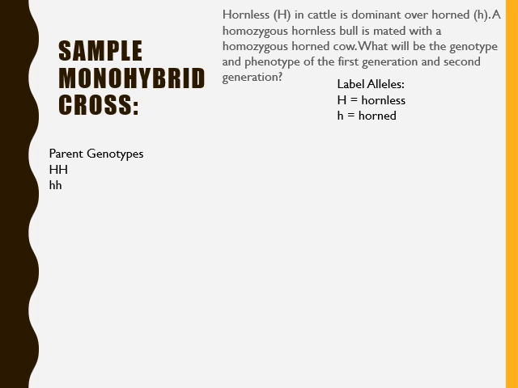Our next step is to list our parent gametes. So you take the big H and the big H, and the chromosomes that they're on split during meiosis to give you two gametes. One gamete that has a big H, one gamete that has a big H. Then your other parent also forms gametes. A little h and a little h split to give you a little h allele and a little h allele.